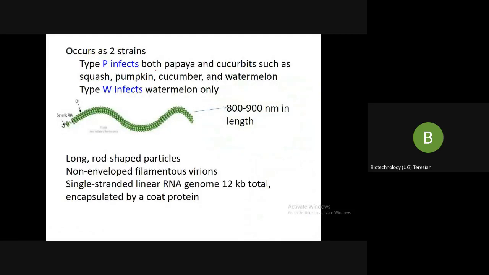This occurs in two strains: type P infects both papaya and watermelon, whereas type W infects only the watermelon. These appear as long rod-shaped, non-enveloped, filamentous virions, 800 to 900 nanometers in length, with single-stranded linear RNA. Look at this, the black one is the genomic RNA, which is 12 kb in total, and it is encapsulated by the coat protein, the green one we are seeing.